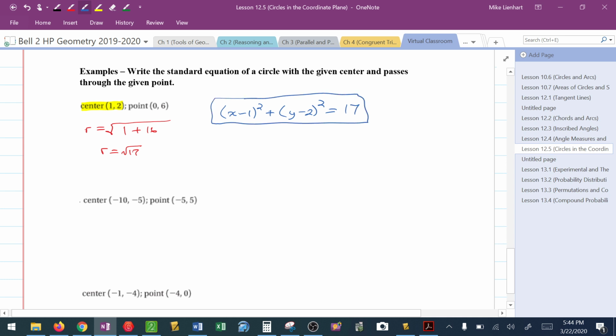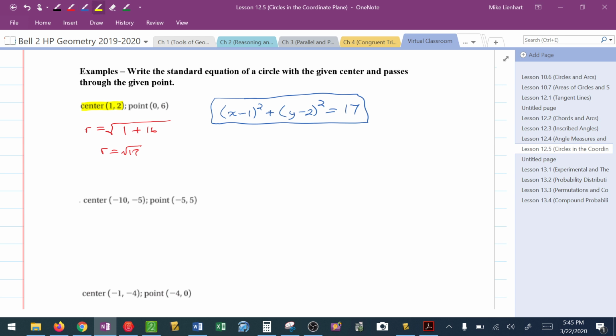If I were to sketch this circle, which we're not learning how to graph them in this lesson, but if I were to sketch this circle right here, I guarantee that it goes through the point 0, 6 and has a center at 1, 2.